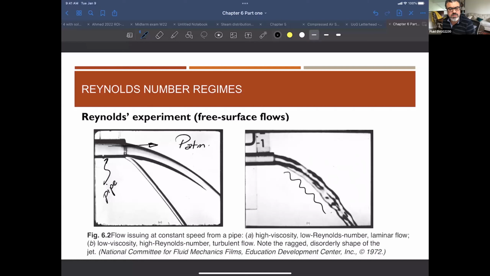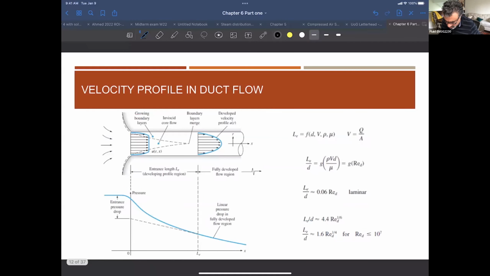Okay, so again this is some indication of the value of the Reynolds number, indicating laminar or turbulent type of flow. So this is what I mean by the velocity distribution.